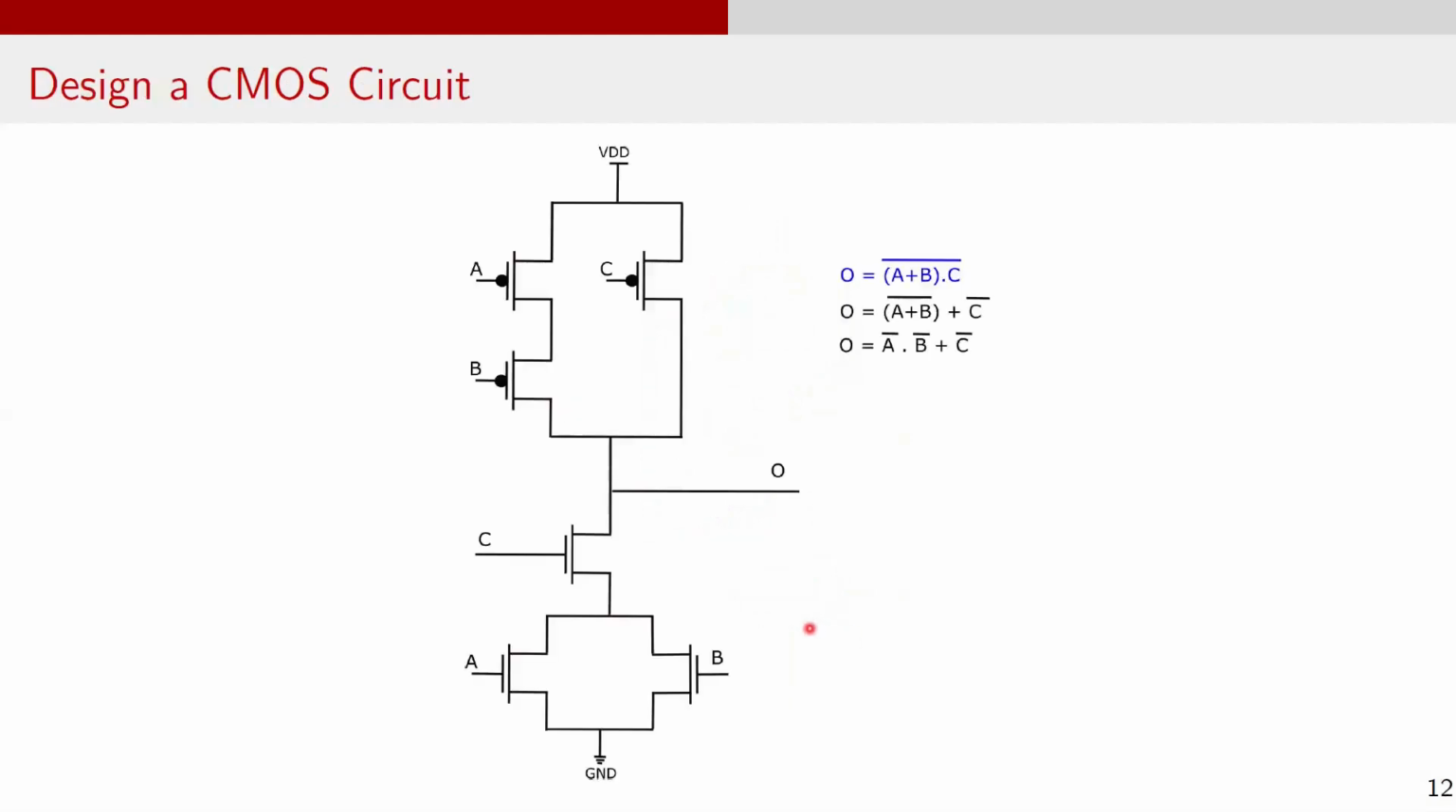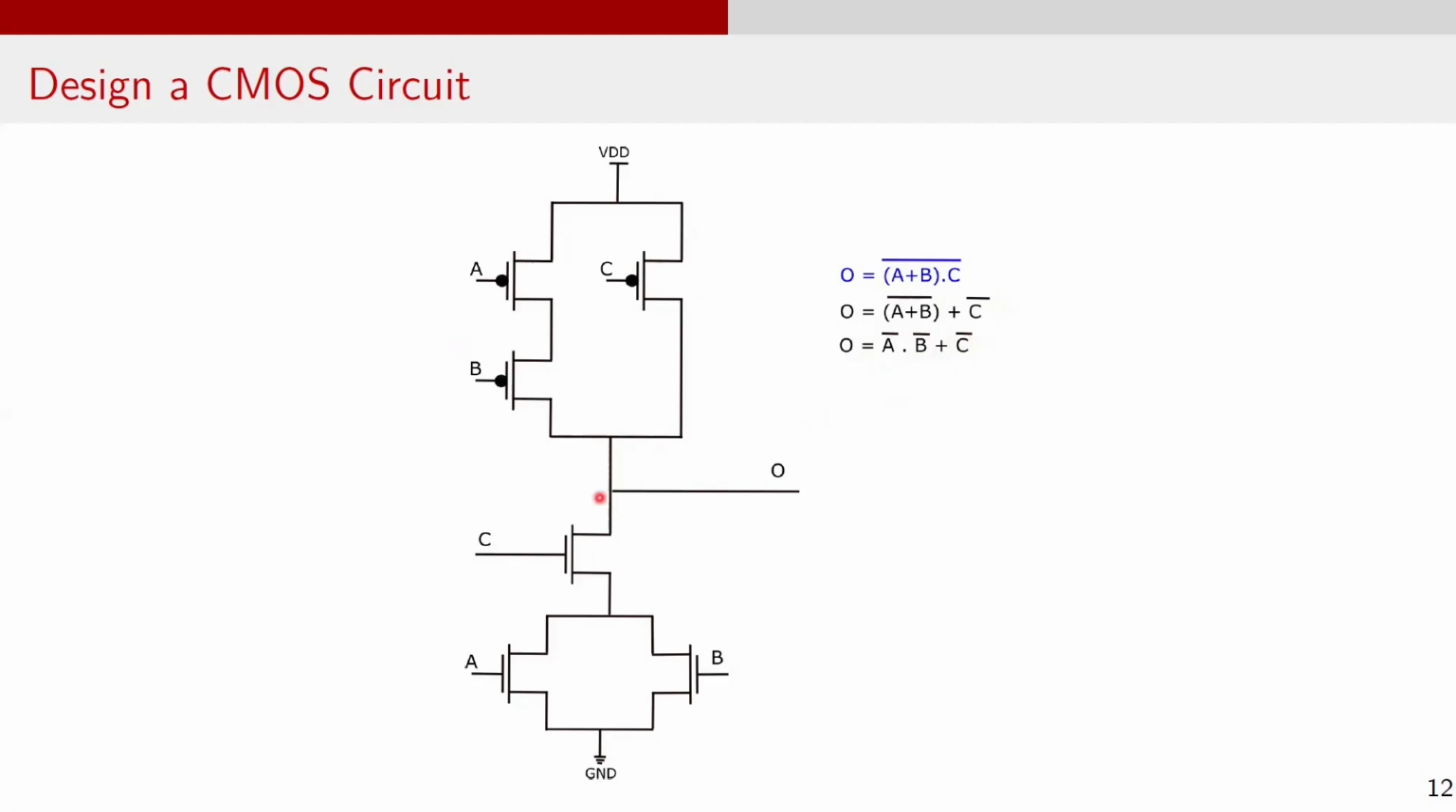Now let's work through an example where we take a Boolean expression and design it in CMOS technology. Suppose we want to design a Boolean expression O equals (A or B and C) whole bar. Using De Morgan's theorem, we can rewrite this expression as (A or B) whole bar ORed with C bar. Further rearranging gives us (A bar and B bar) ORed with C bar.